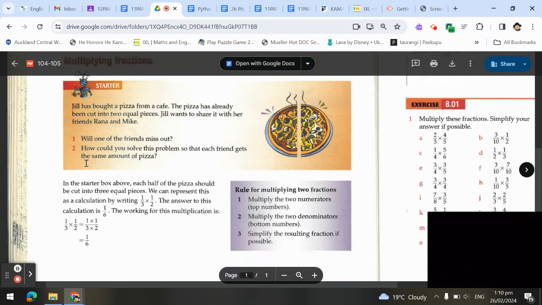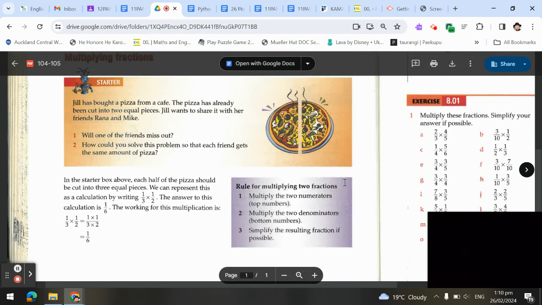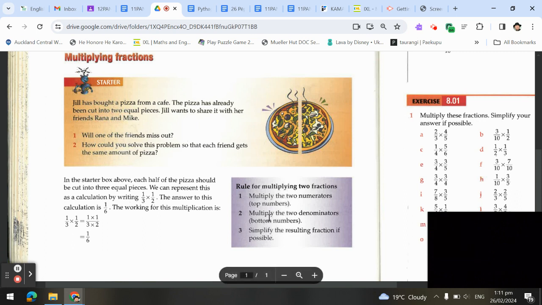For starters, when you are multiplying two fractions, you just have three steps. First, multiply the two top numbers, which are the numerators, and then you multiply the two bottom numbers, which are the denominators, and if possible, simplify the fraction.